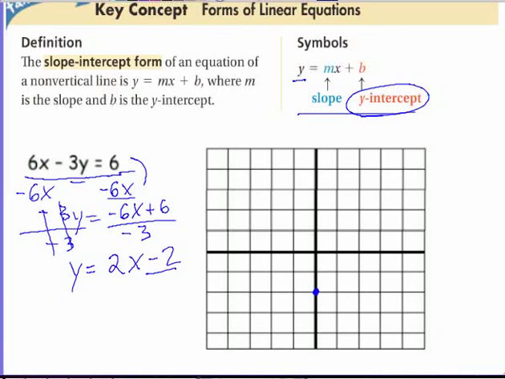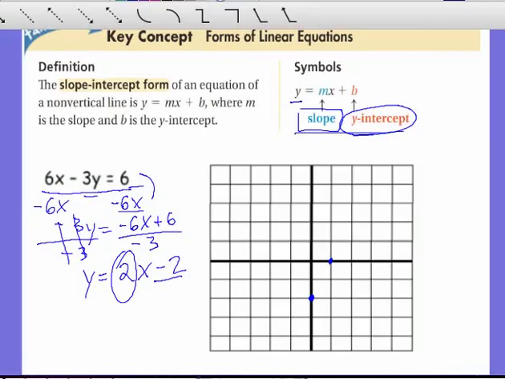Okay, that's my y-intercept. And then I need to know what my slope is, and that's given right here, which in this case is 2. Okay, so I go up 2 over 1, graph my next point, and then all I got to do is connect those 2 points. So let's see here. Okay, there we go. I've got my graph.